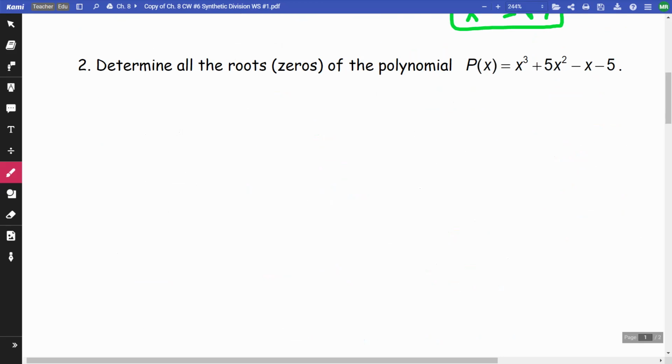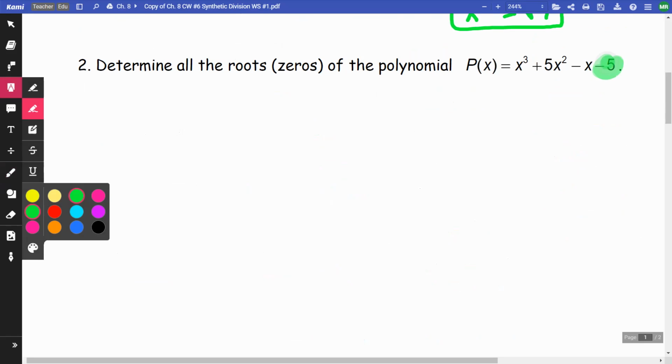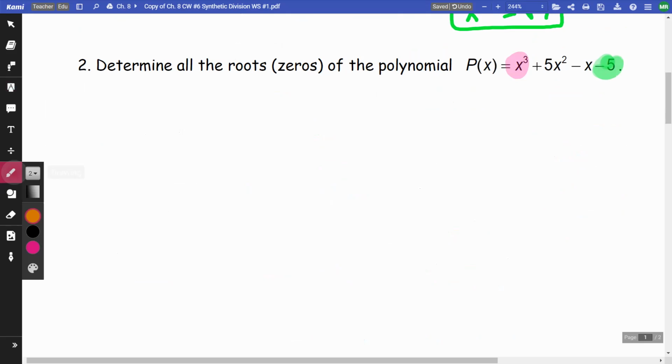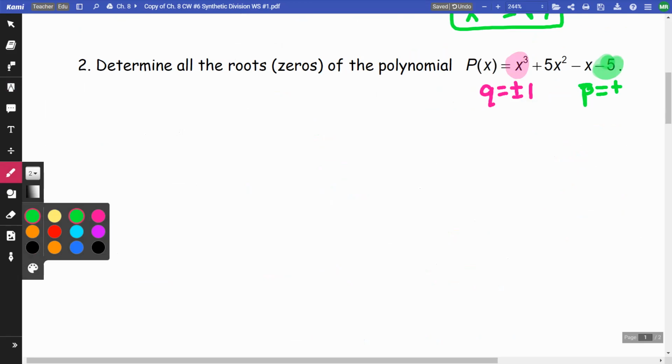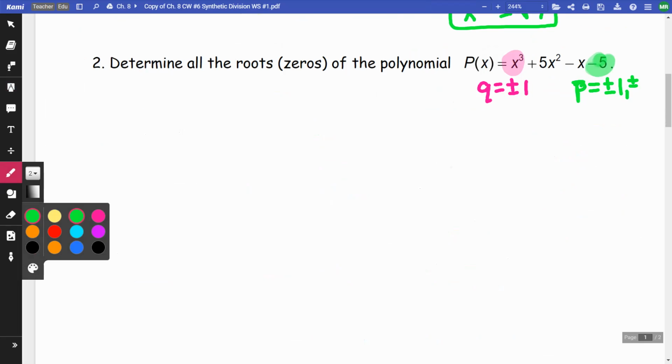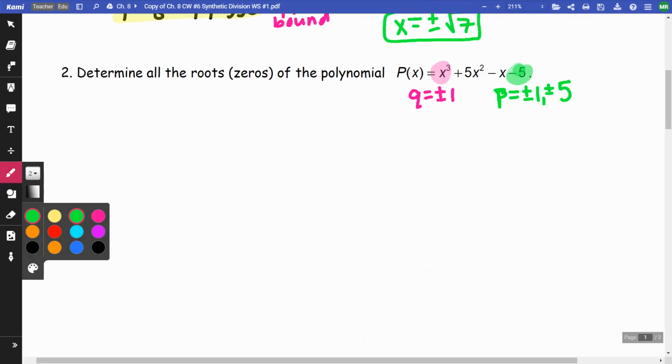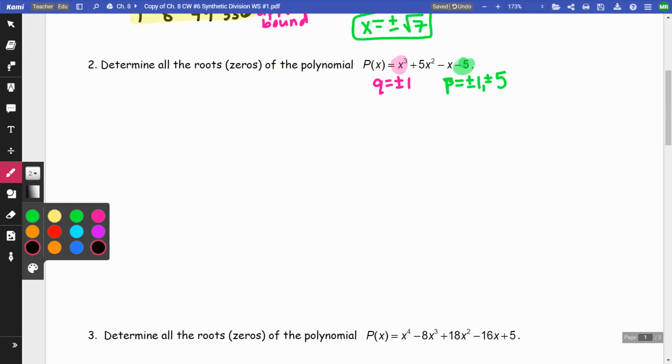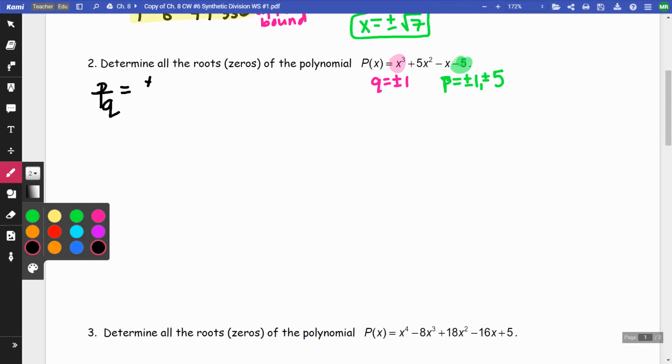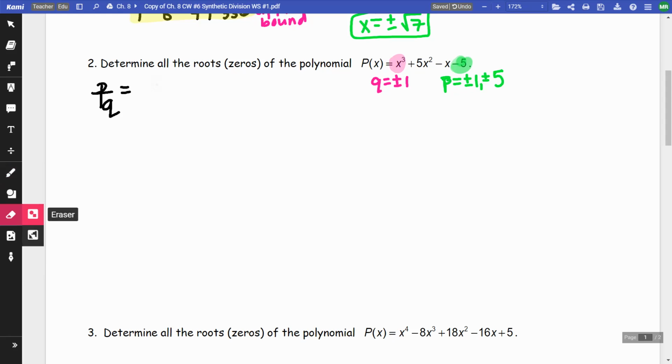So on number 2, again, we're going to be looking at the P over Q's. This is going to be our P. This is going to give us our Q. So our Q, again, is going to be a positive or -1 because there's a 1 as a lead coefficient. Our P is going to be a plus or minus 1 and a plus or minus 5 because that's what multiplies to 5. So for our P over Q, I'm going to have plus or minus 1.